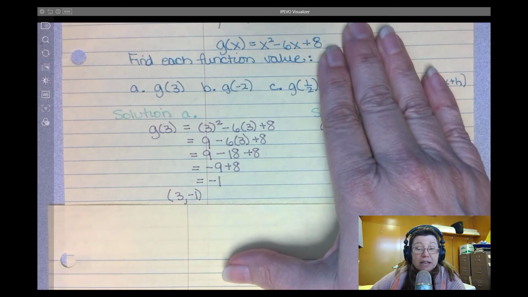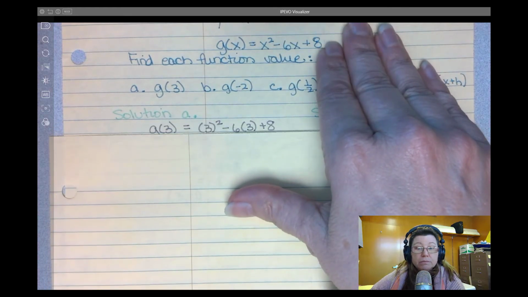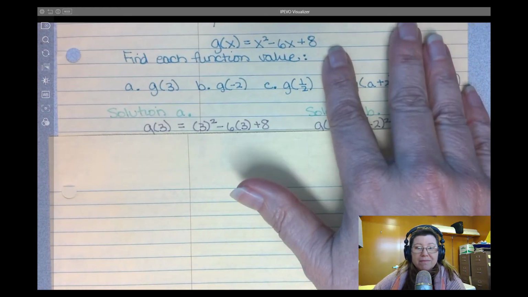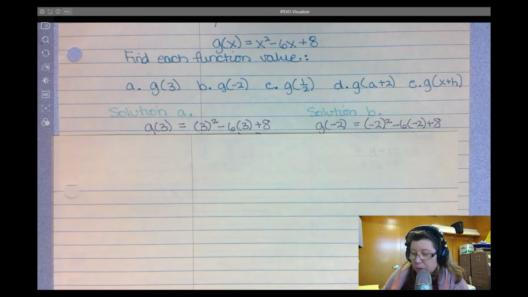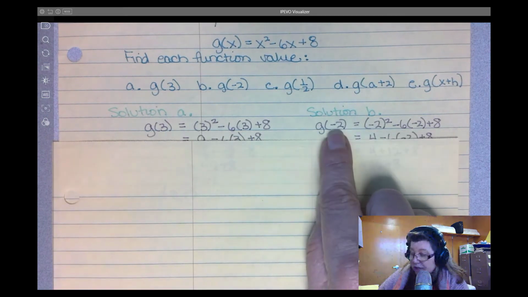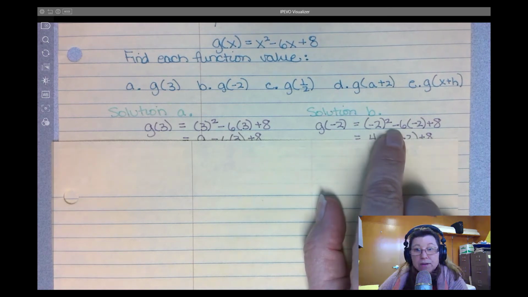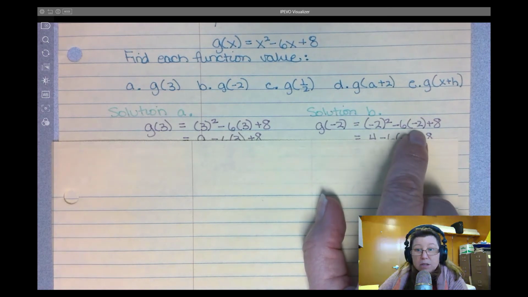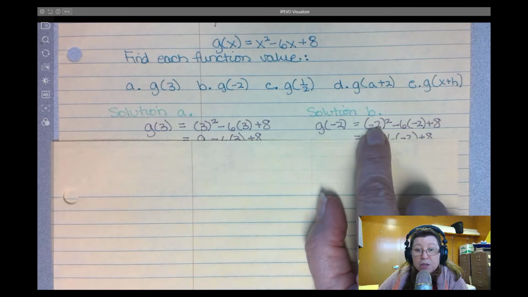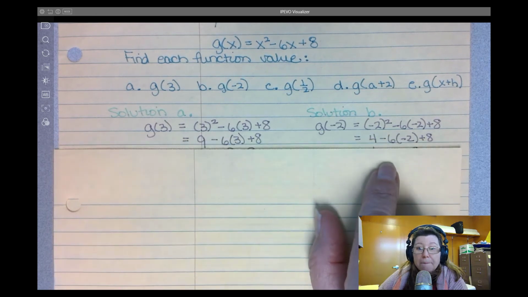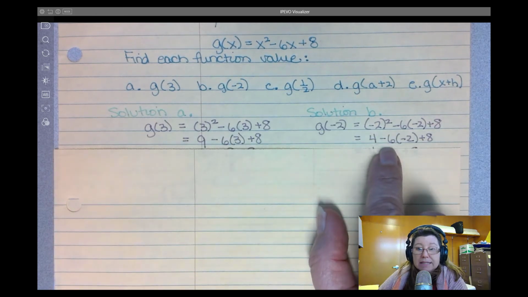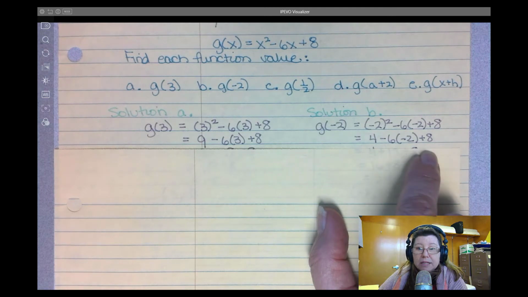Let's do g of negative 2. Everywhere I see an x, I'm going to replace it with negative 2. So g of negative 2 is negative 2 squared minus 6 times negative 2 plus 8. Negative 2 times negative 2. Well, a negative times a negative is a positive, so that would be a positive 4. 4 minus 6 times negative 2 plus 8.